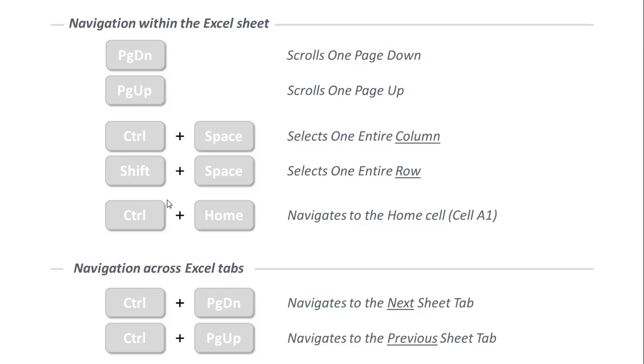Remember that while using any of these shortcuts, you have to press and hold the Control button down before pressing the space bar or the page up, page down buttons and so on. If you release the Control button, then these shortcuts will not work. That concludes the lesson on using shortcuts to navigate the Excel spreadsheet.